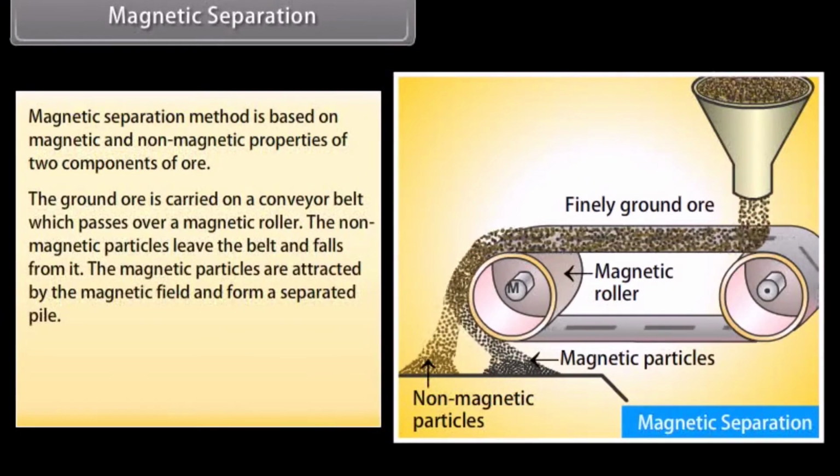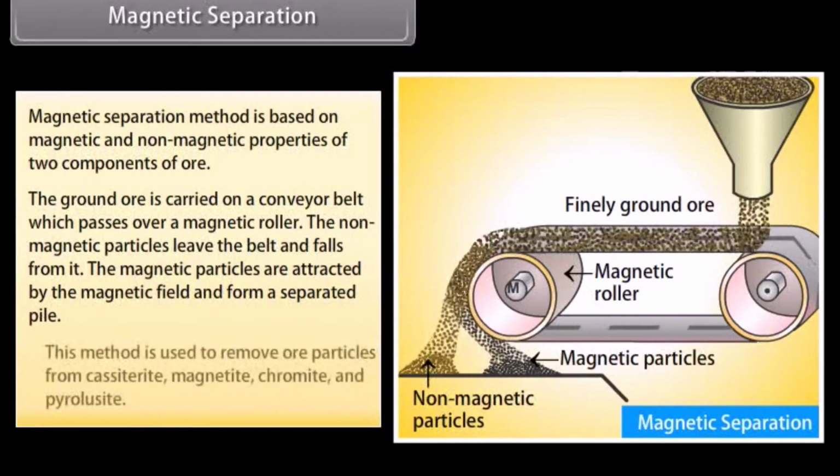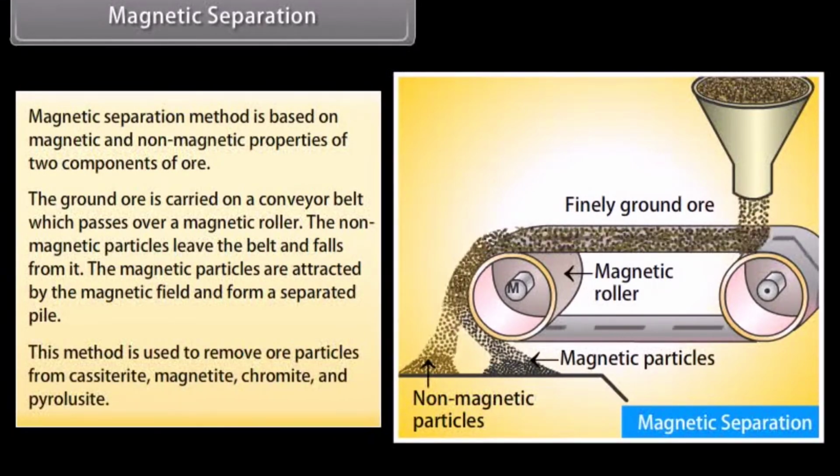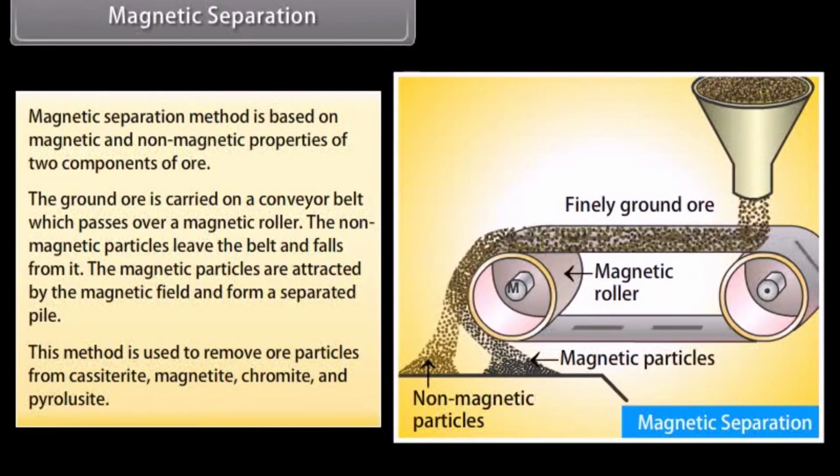The ground ore is carried on a conveyor belt which passes over a magnetic roller. The non-magnetic particles leave the belt and fall off from it. The magnetic particles are attracted by the magnetic field and form a separated pile. This method is used to remove ore particles from cassiterite, magnetite, chromite, and pyrolusite.